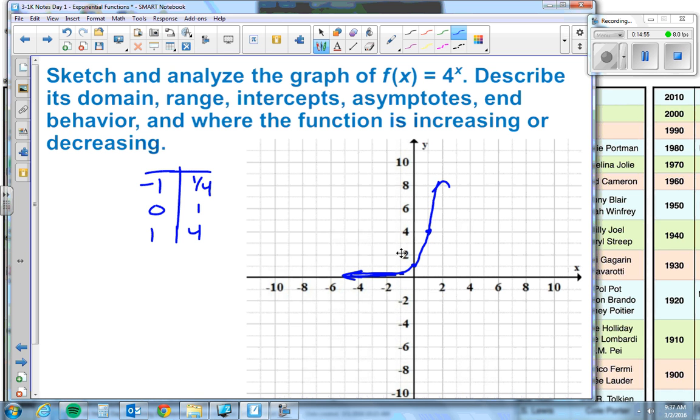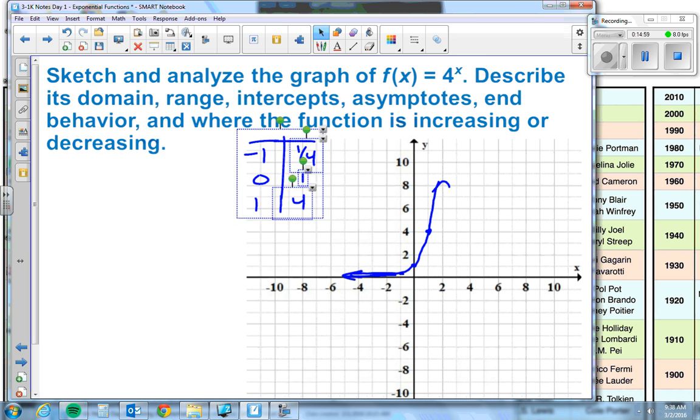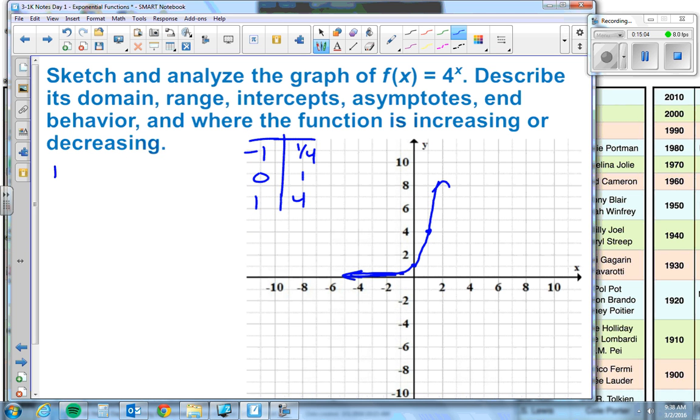All right, listen, we're not going to answer all these questions on all these. This one will answer every single one of them. The other ones I'm going to skip just to get through the notes. The domain is all real numbers, and that's the same as the parent function. The range is also all the positives. Positives only, not zero.